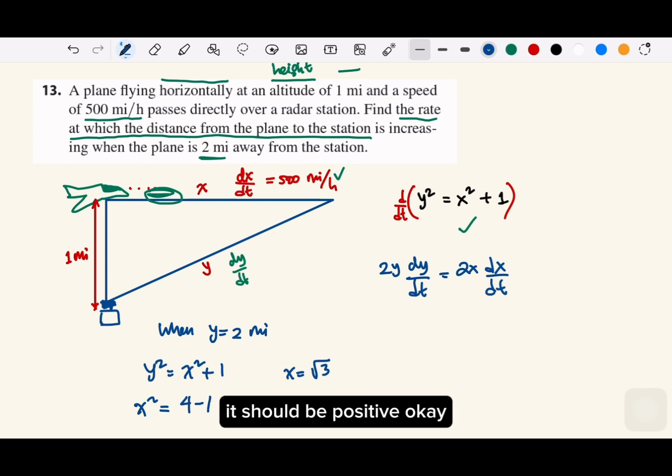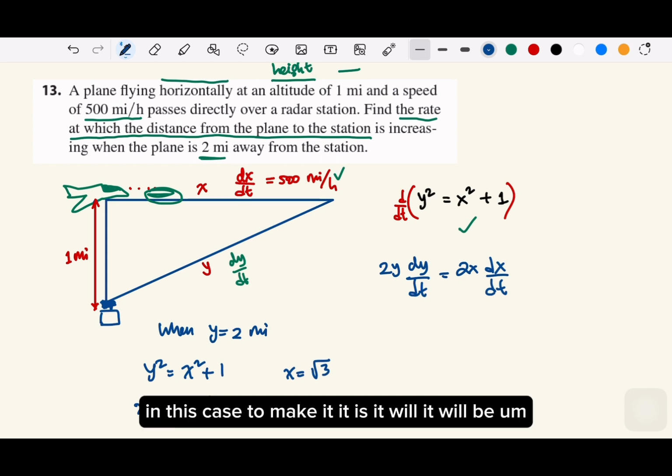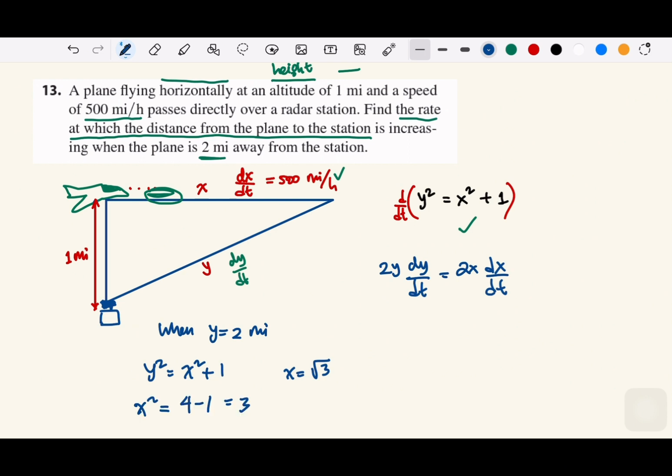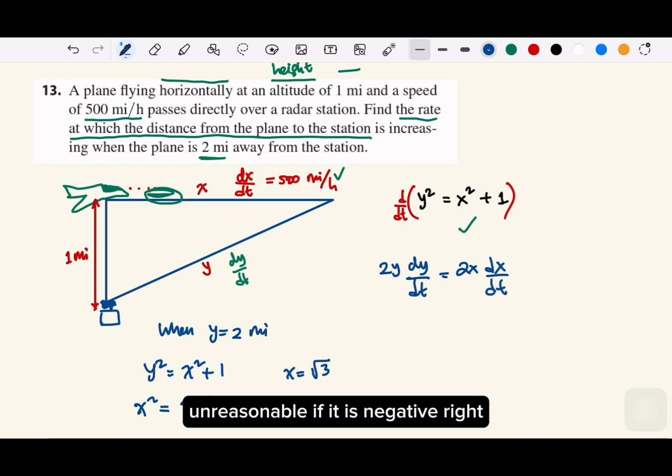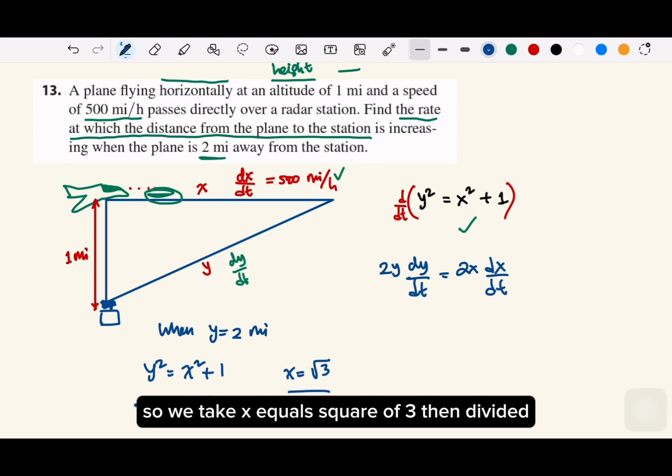It should be positive in this case, since it would be unreasonable if it were negative, right? So we take x equals the square root of 3, then dy/dt.